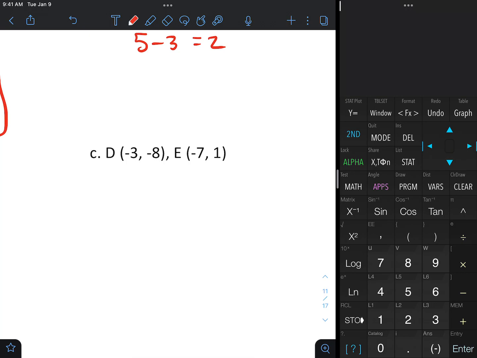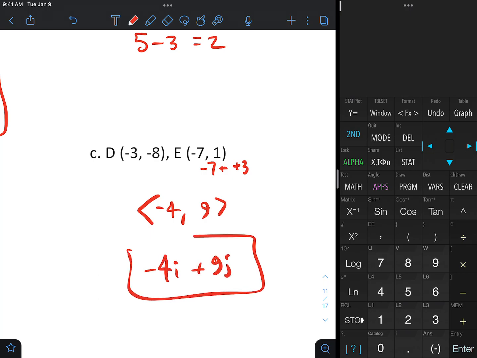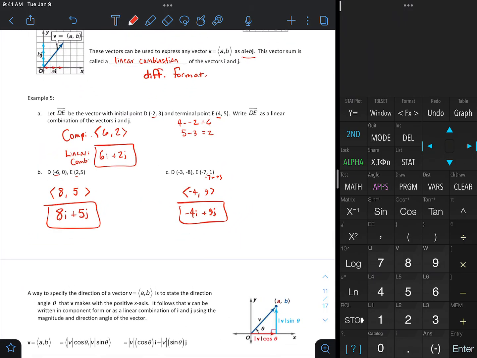Okay, let's try this last one here. Component form, negative 7, and then take away 3 more. That'd be negative 10, I think. Or actually, I'm sorry. No, that'd be negative 7. I'm messing up some arithmetic. Minus negative 3, that would be adding. So negative 4, and then 1 minus negative 8 there, that would be adding. That would be 9. And then negative 4i plus 9j, and that would be it. So pretty straightforward on those there. Nothing too much to memorize.